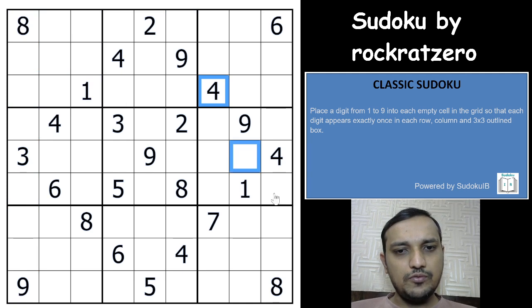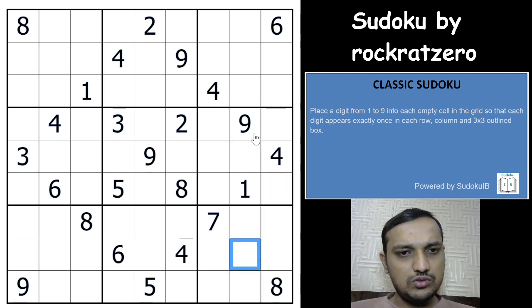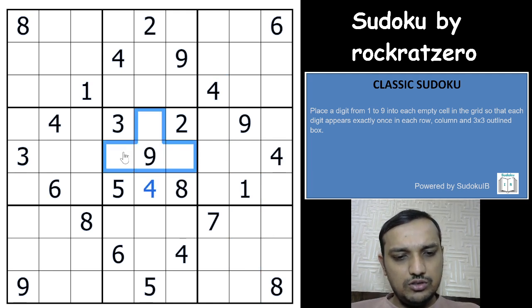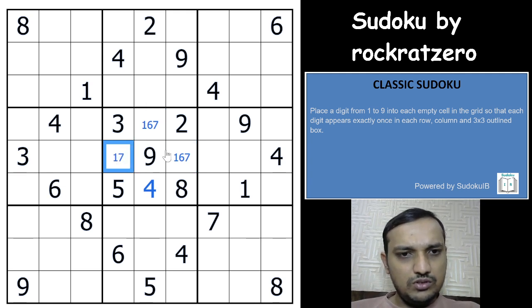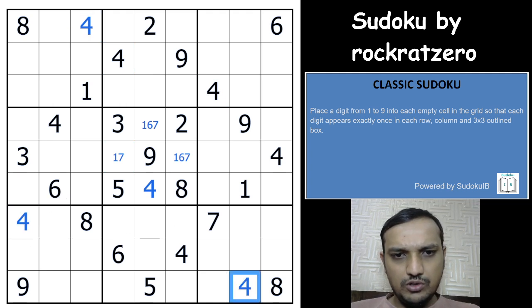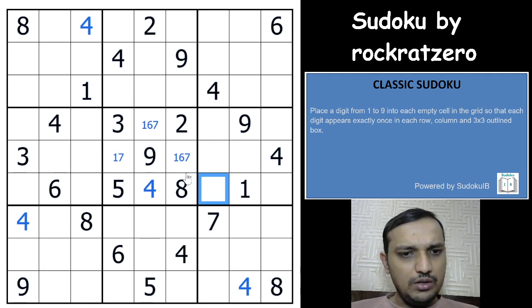I get 4 and 4 here, so you get a 4 in one of these two cells. Let's not write that. Okay, you get a 4 here. These are nothing but 1, 6 and 7. This is not a 6. Okay, and you get a 4 here and here. That gives you a 4 here, 4 here. Oh, we got all the 4s already.